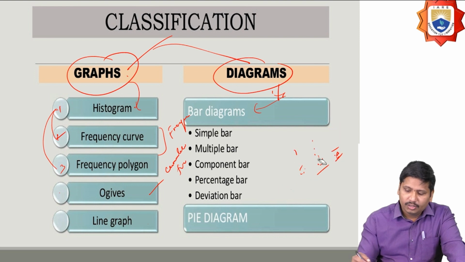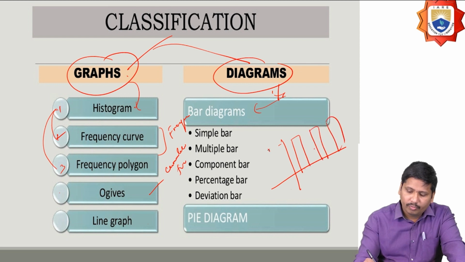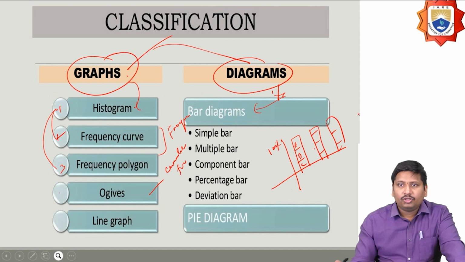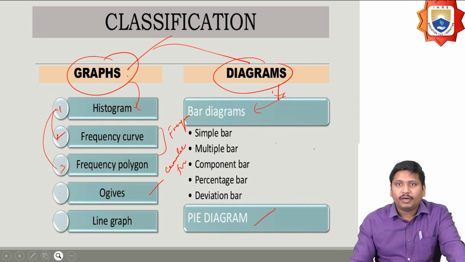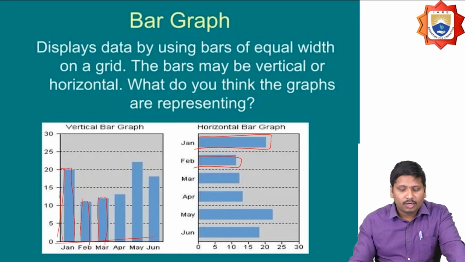Similarly, the percentage bar diagram is where the height of the rectangular bar is matched to 100%, and from that we can show the values. That should be the component bar. Similarly, another type is the pie diagram. The bar graph will be of different types, horizontal and vertical.